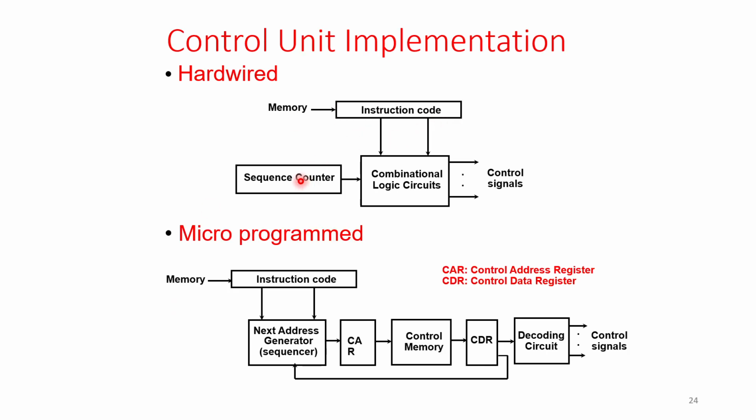Hardware control is a simple circuit, but in micro program control we have the instruction code and we have to generate the next address. It's nothing but the control address register. The memory has all the micro instructions. Then the control data register refers to which micro instruction you want to execute for generating the control signal. That address will be loaded here. Then the decoding generates the control signals. Looping is also given. This way we are generating the control signals.